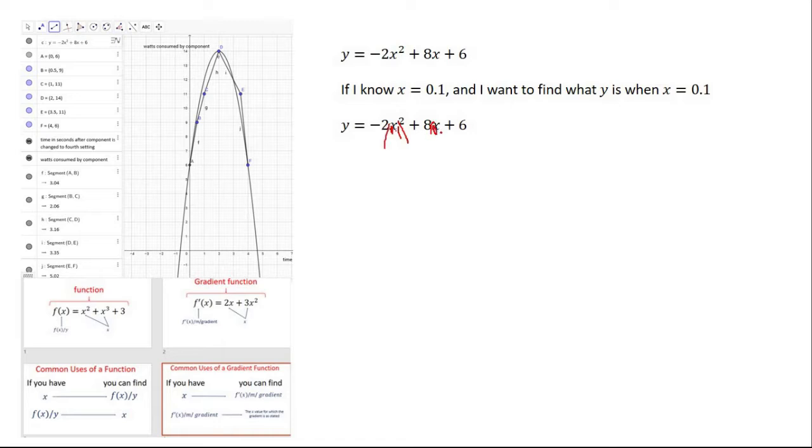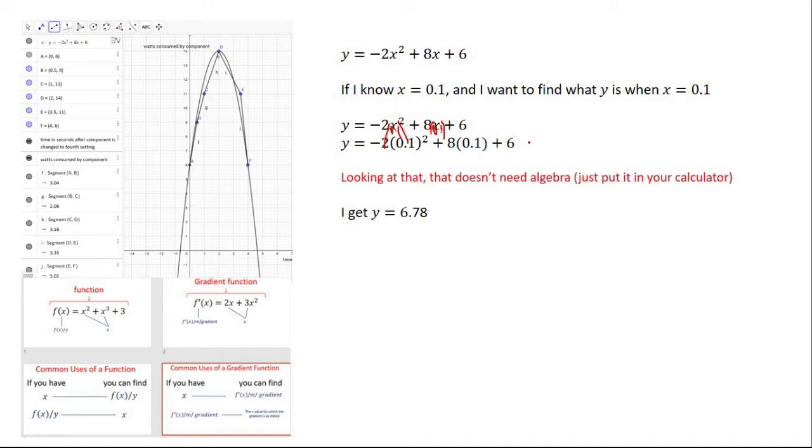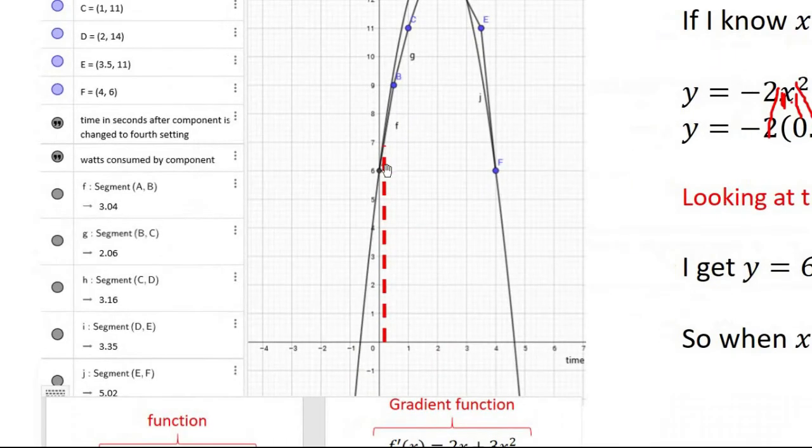Sorry, I'm writing this on a laptop, but it'll get the point across, right? So it looks a little nicer over there. Negative 2x squared, but x I changed to 0.1, plus 8x I've changed to 0.1, plus 6 that has no x, so I don't put 0.1 in there, and you get y equals 6.78. That is a far more exact answer than if you tried to read it off the graph. I'm going to show you real quick. Let's magnify this area here.